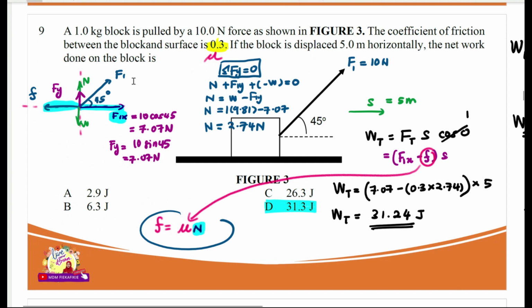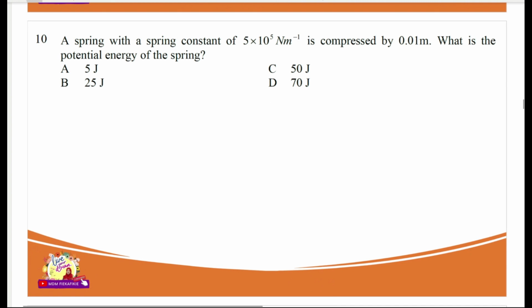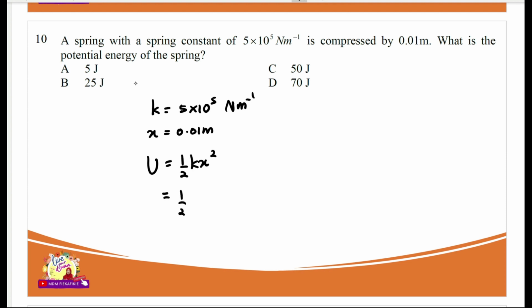Okay? So, next, question number 10. Given that the spring constant K is 5 exponent 5, and it is compressed 0.01 meter. What is the potential energy U? Half Kx squared. This is easy, just calculate. We just substitute the values. Don't forget the squared. So, the answer is 25 joules. So, finish part 1. So, the answer is B.